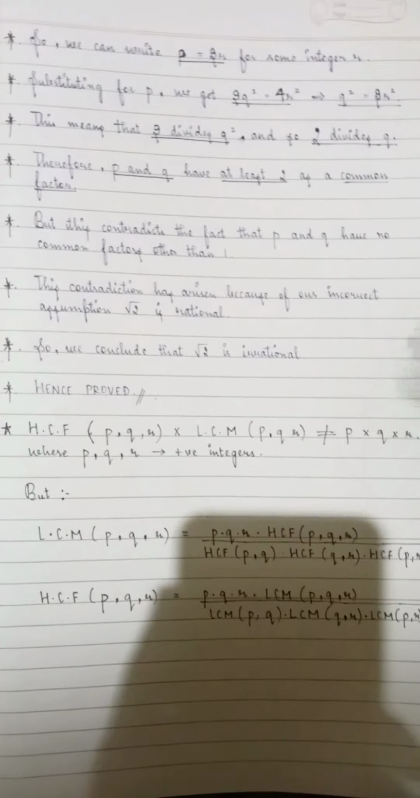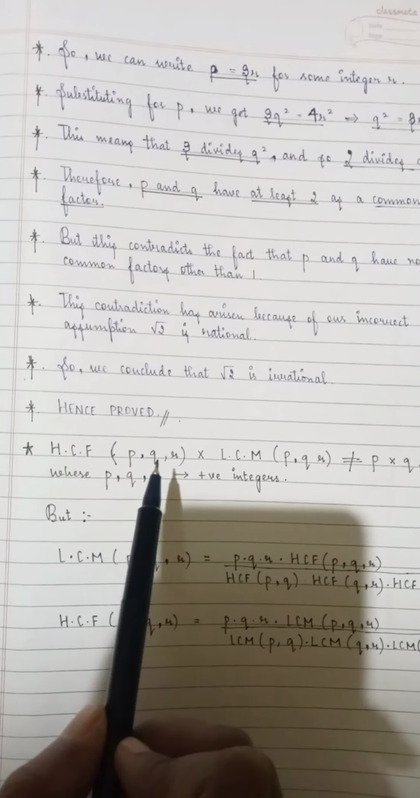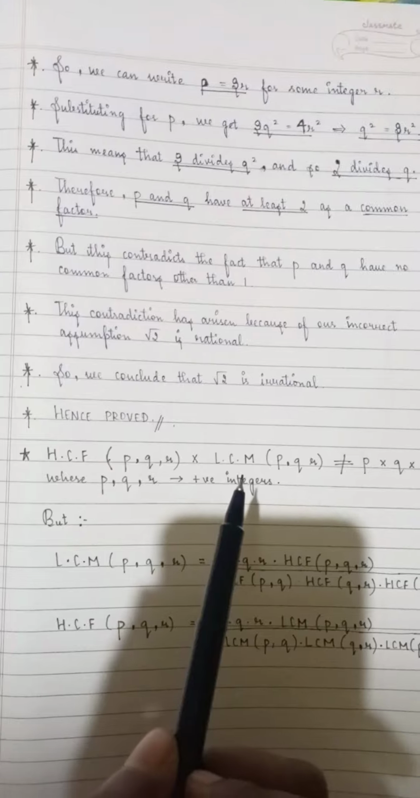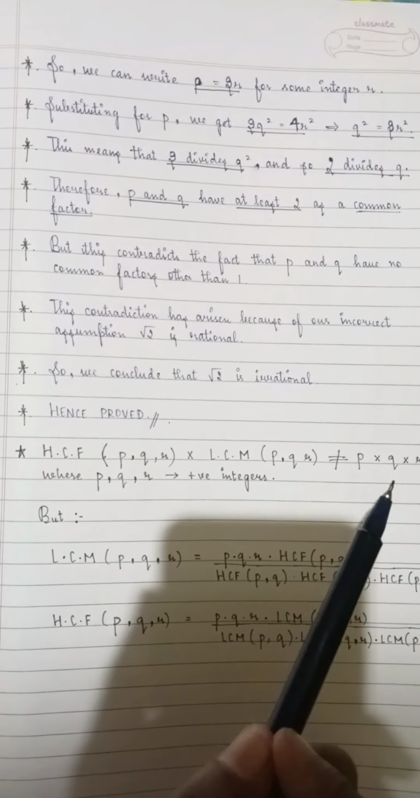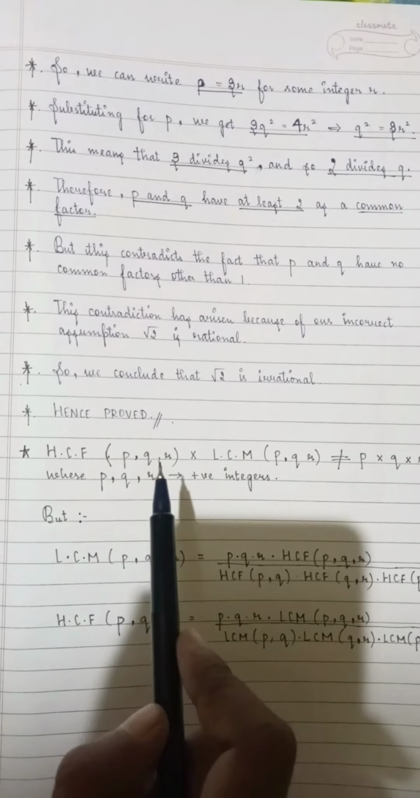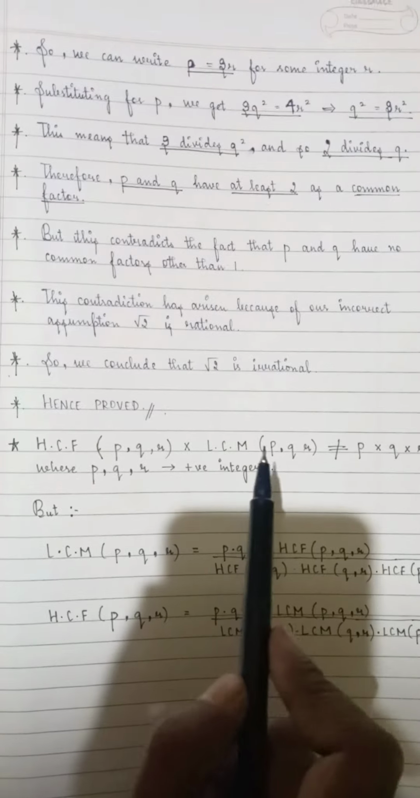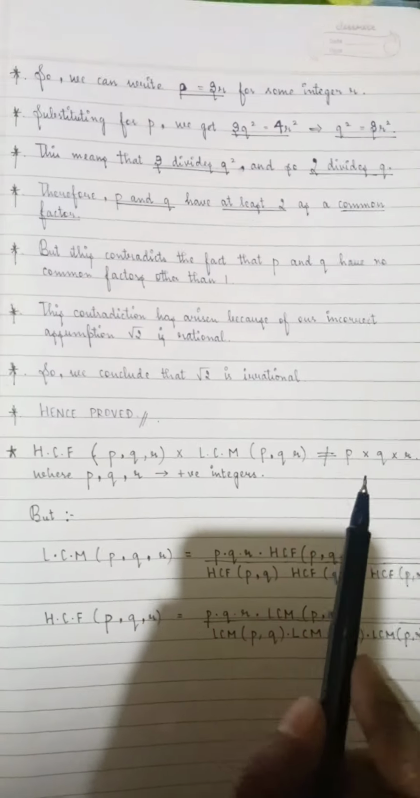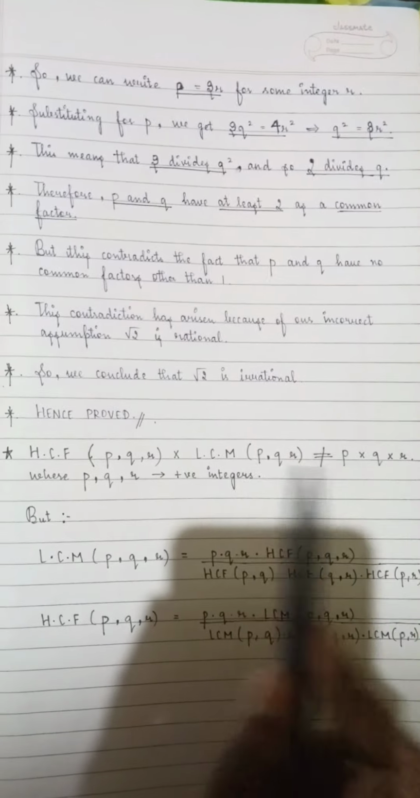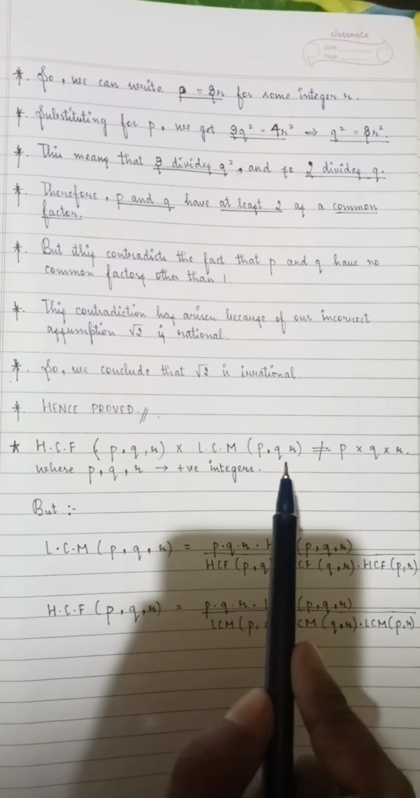Now the next concept is, we know that HCF of P comma Q into LCM of P comma Q is nothing but the product of P times Q. But when we take the HCF of three integers like P, Q and R and the LCM of P, Q and R, it is not equal to P times Q times R, where P, Q, R are positive integers.